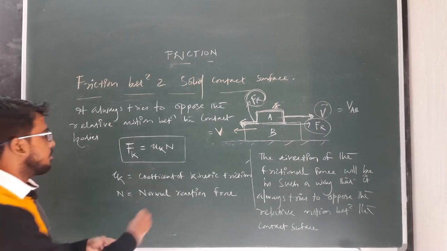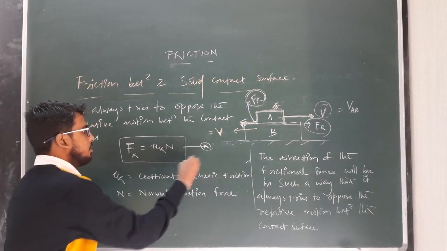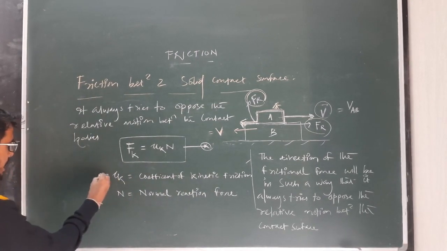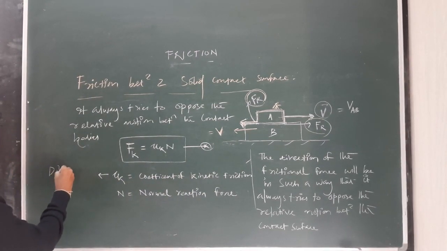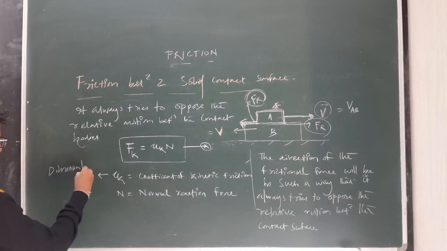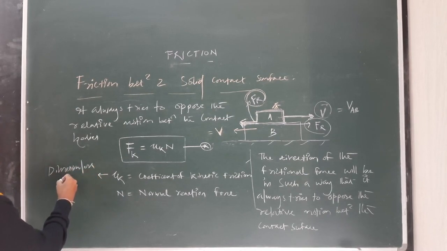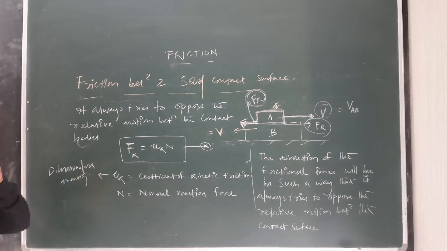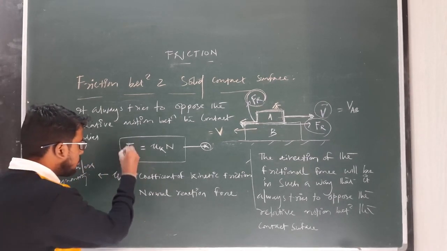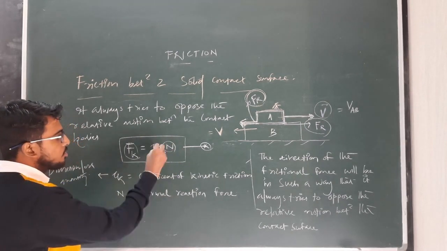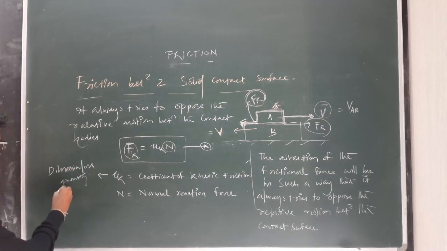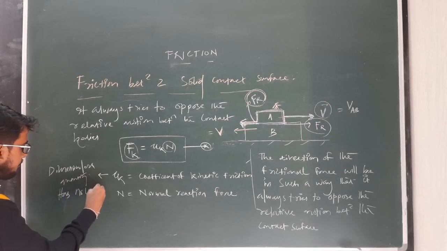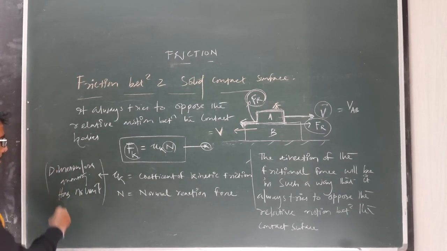You have to remember this formula. Okay, what is mu k? It is known as the coefficient of kinetic friction and it's a dimensionless quantity. Okay, because here this is a force and normal reaction is also a force, so mu k is a dimensionless quantity and has no unit. Clear?